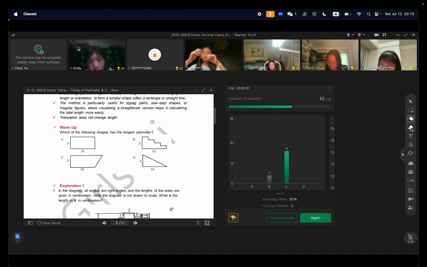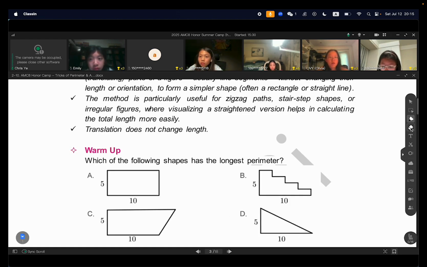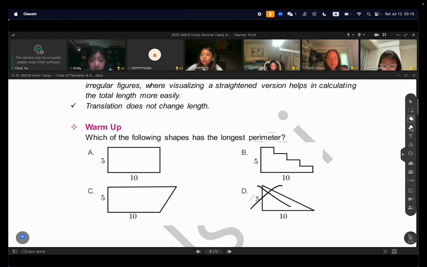Okay. And again, most of you were able to get it correct. This is actually really easy. Obviously D is not going to be the correct answer. And A and C are actually the same, because we can just translate these 4 lines to make this. And we can translate these 3 lines up to make something like this. So these two have the same perimeter.